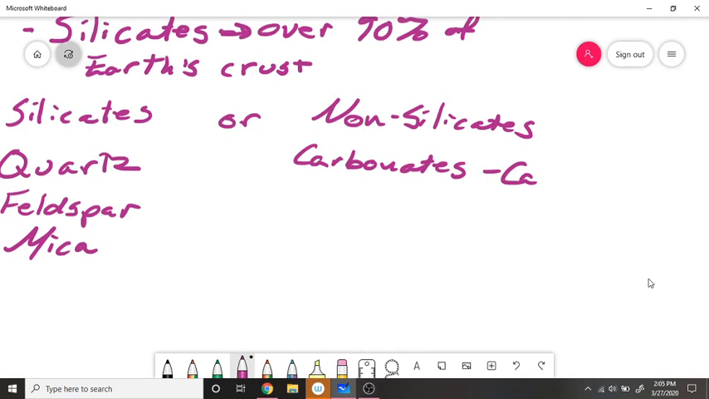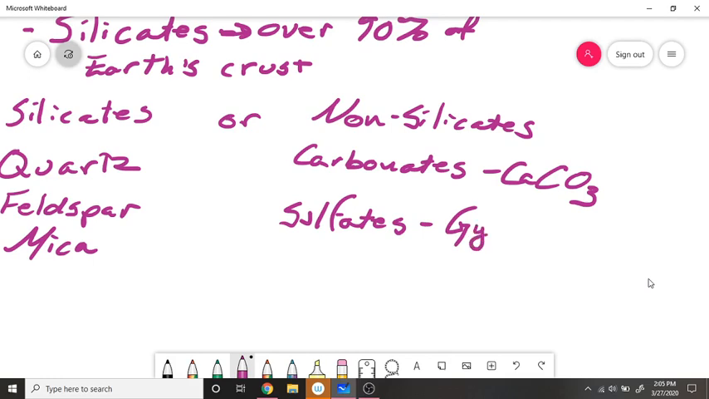These are in seashells. Sulfates, like gypsum, which is used in fire retardation. It's non-flammable.